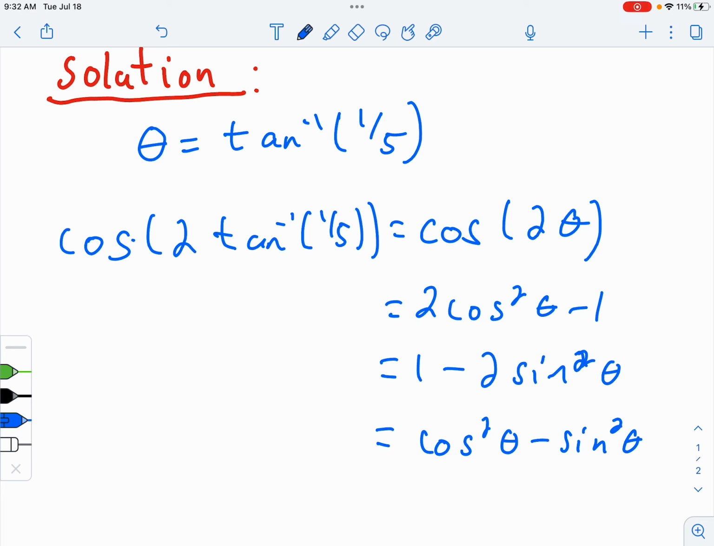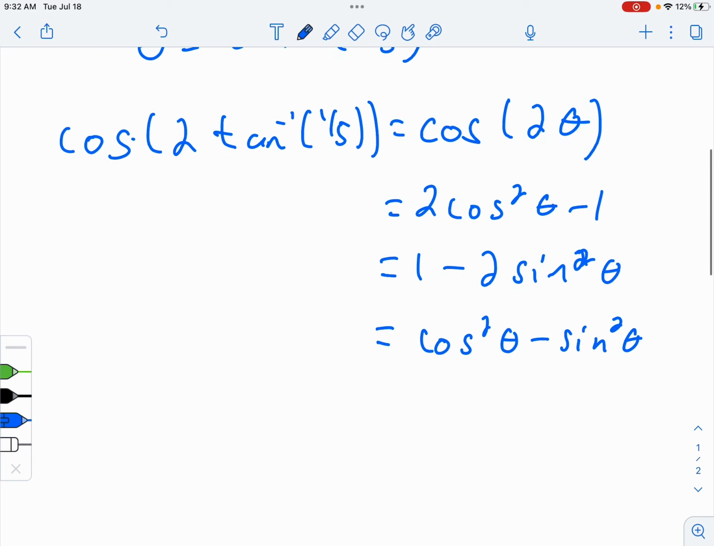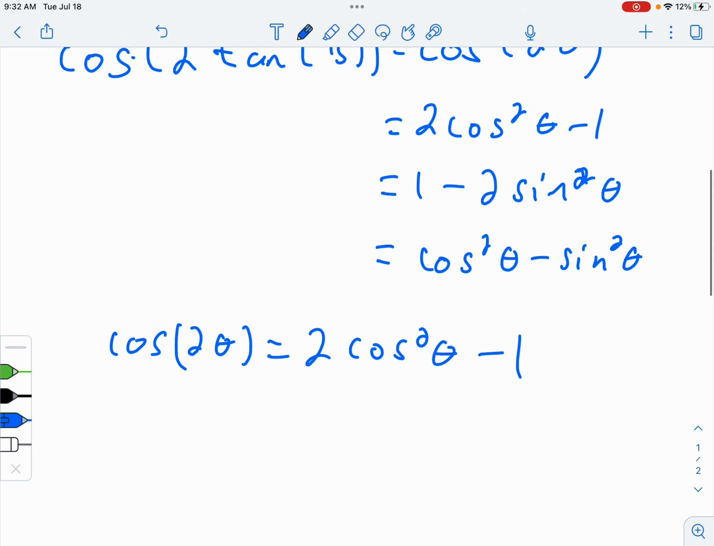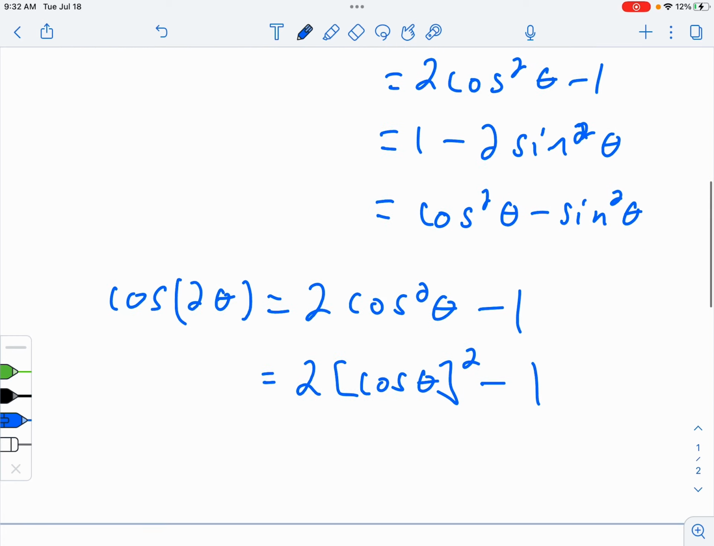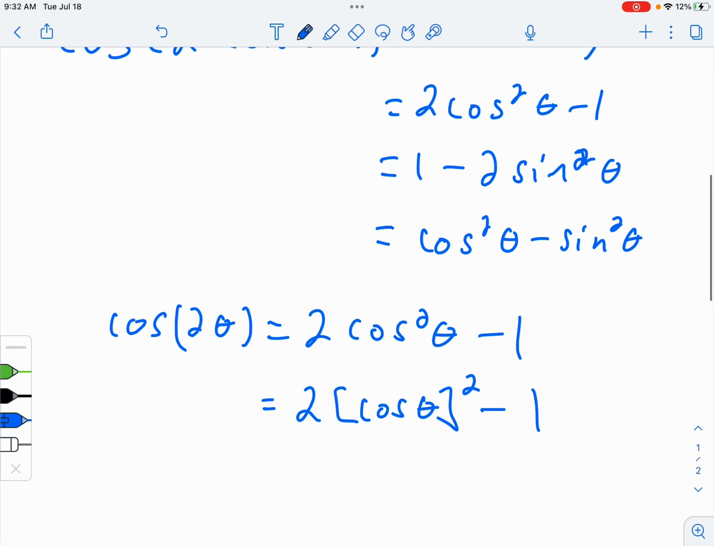Let me say this: there are some that have an advantage over the other ones. I would rather use the first 2 because they only involve one trig function, cosine or sine, and the third one, cosine squared theta minus sine squared theta, involves both. So I really don't want to work with that. So I'll just work with cosine 2 theta equals, let's say, 2 cosine squared theta minus 1. This is telling us that you're going to take 2 times cosine theta squared minus 1. So I have to find the cosine of this angle that we have.